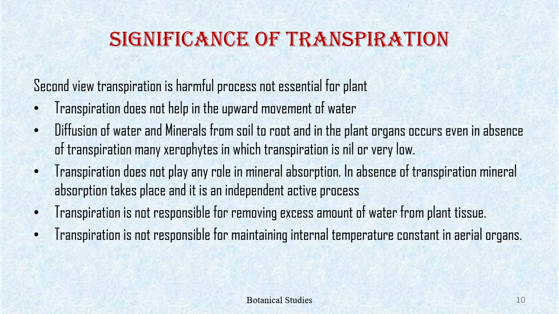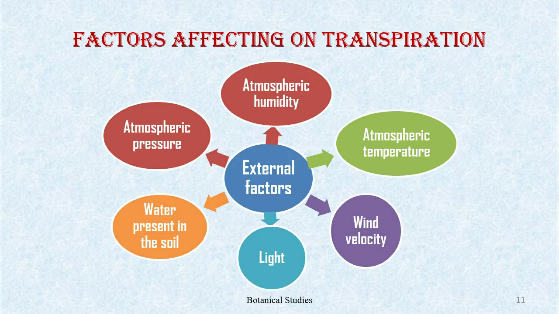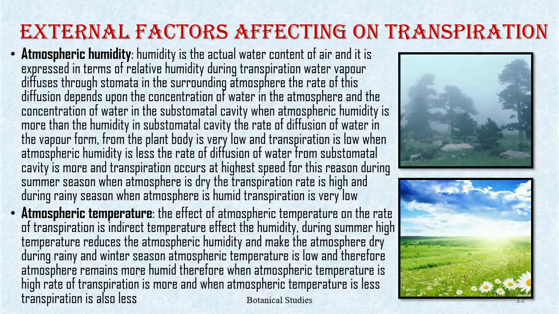Transpiration is not responsible for removing excess amount of water from plant tissue. Transpiration is not responsible for maintaining internal temperature constant in aerial organs. Factors affecting transpiration. There are both external as well as internal factors affecting the rate of transpiration. The external factors are atmospheric humidity, atmospheric temperature, wind velocity, light, water present in the soil, and atmospheric pressure.